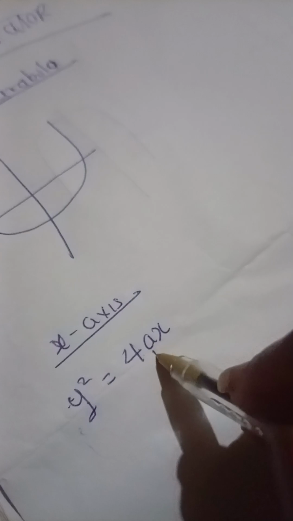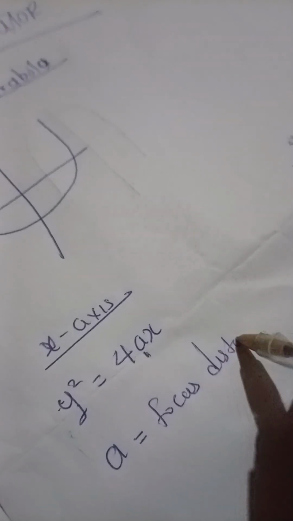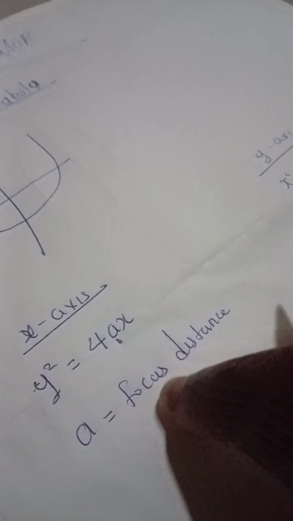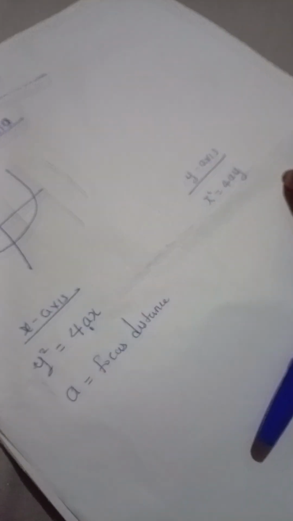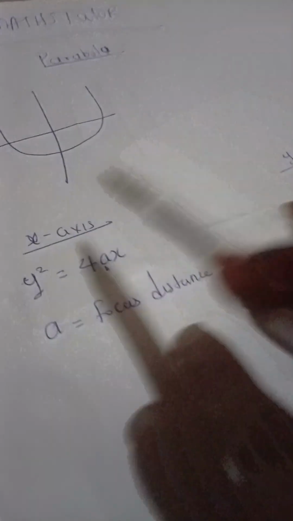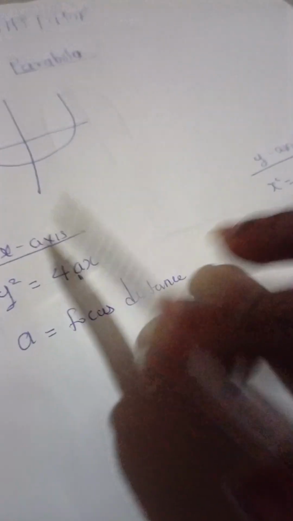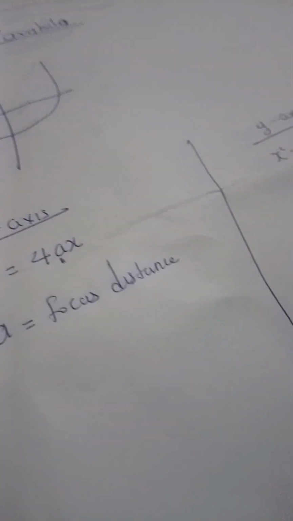Now, what does this a mean? That's what you might ask. So a is the focus distance. For both of them, a is the focus distance. But mostly you see questions on the x-axis more than the y-axis, though I'm going to be explaining the two of them.